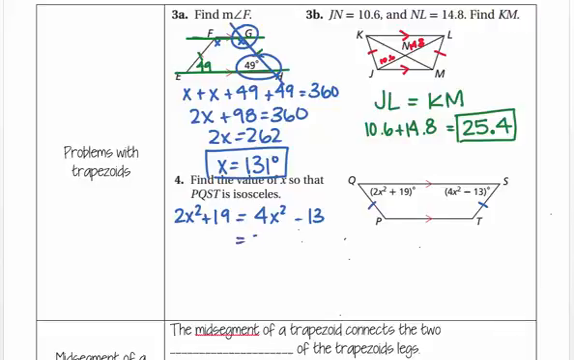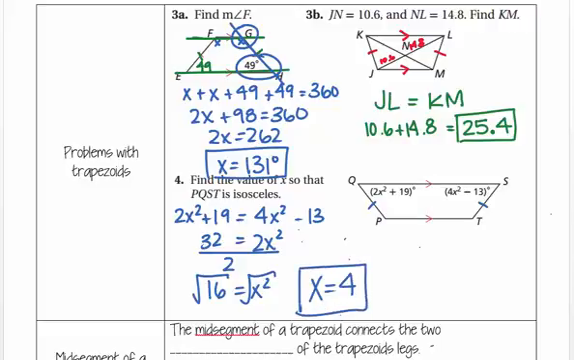So let's do a little math. I'll subtract 2x squared from both sides, add 13 to both sides, divide everything by 2, so we get 16 equals x squared. And then remember, we got to take the square root of both sides, so we get x equals 4. And because it just wanted x, we're done.